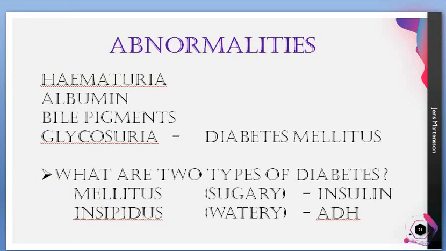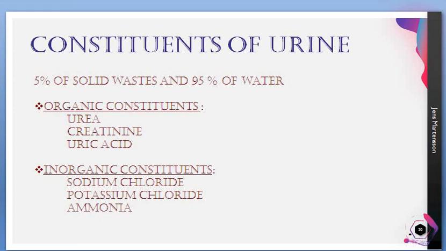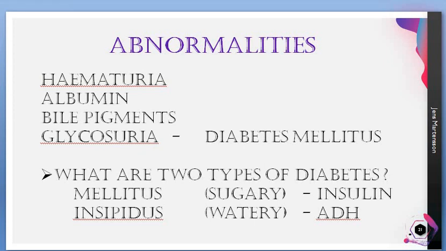And now we are going into the abnormalities. Abnormalities mean abnormal conditions, right? Besides the normal constituents, just in the previous slide you learned about the constituents of urine. So besides these normal constituents, sometimes some abnormal constituents may also be there in the urine. So these are the 4 different conditions. There are so many different conditions, but these are the 4 that you are going to learn. The first one is hematuria. Hematuria, please know the spelling.